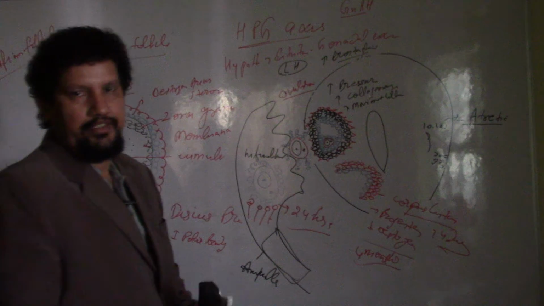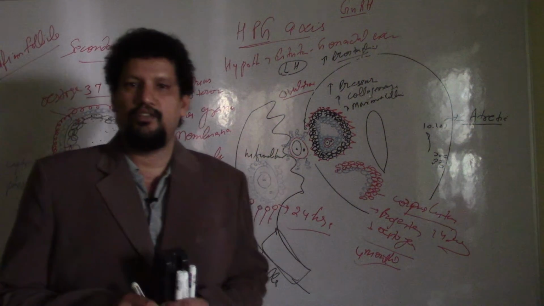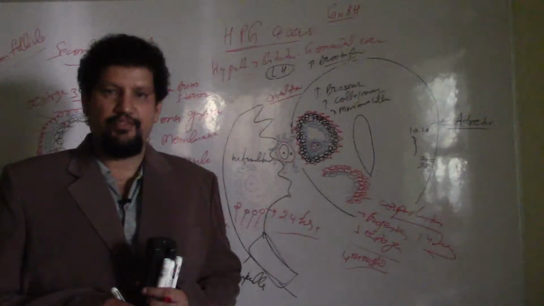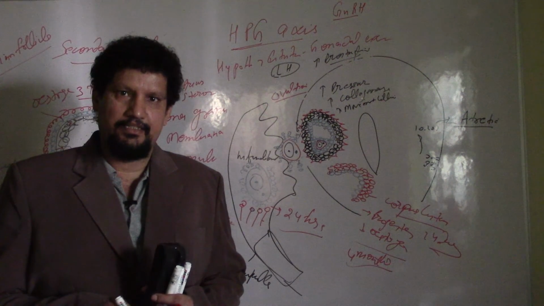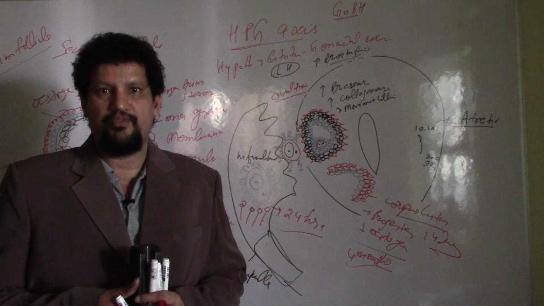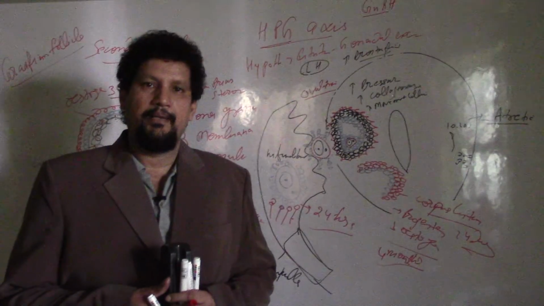So this was about the formation of the female gamete known as ovum, and it was about oogenesis. In the next lecture I will talk about spermatogenesis, the formation of the male gamete.